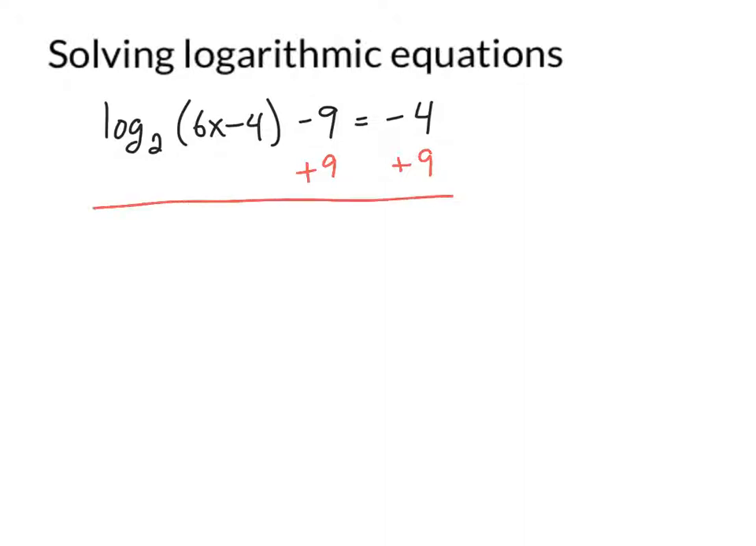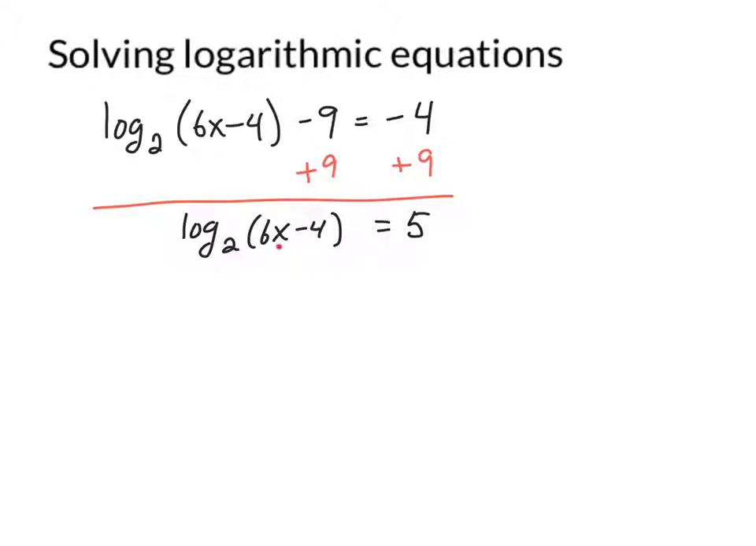And so if I add 9, what I'm left with on the left is log base 2 of 6x minus 4 is equal to, well, -4 plus 9 is 5. So this is great. I have that form that I wanted. I have a single logarithm on one side, and I have a number over here on the other.